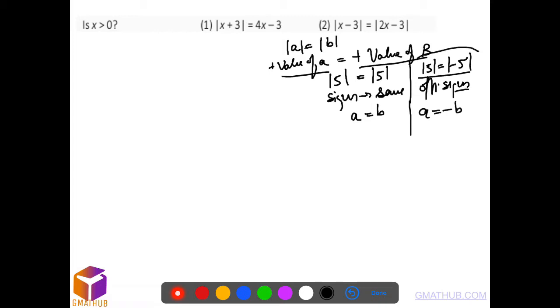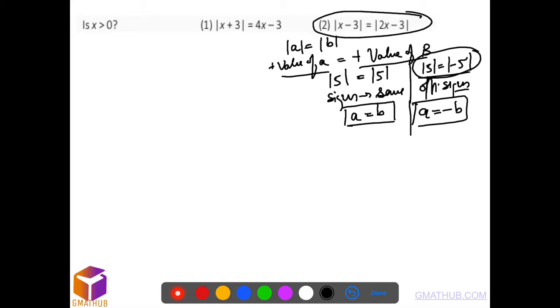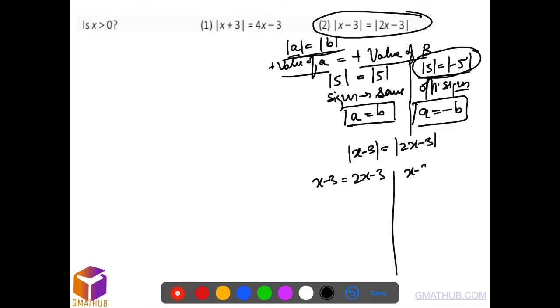Okay, for example here, A is equal to minus B. So same sign is one case, A is equal to B. Opposite signs is another case, A is equal to minus B. So we'll take two cases. For example, in statement 2, mod of x minus 3 is equal to mod of 2x minus 3. Okay, so one mod is equal to another mod. In this case, we'll make two cases. A is equal to B, they're exactly equal. A is equal to minus B.